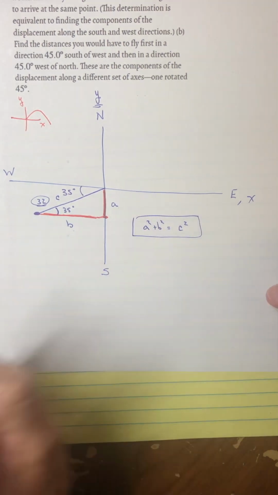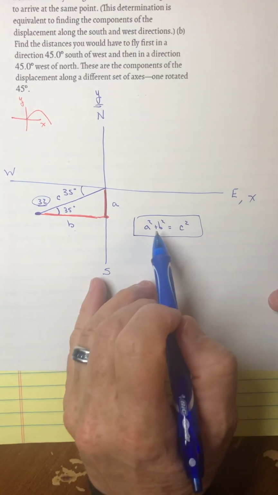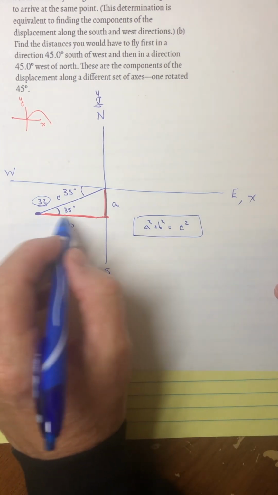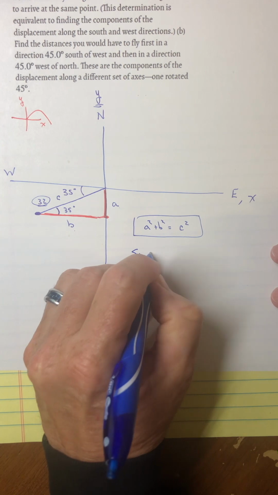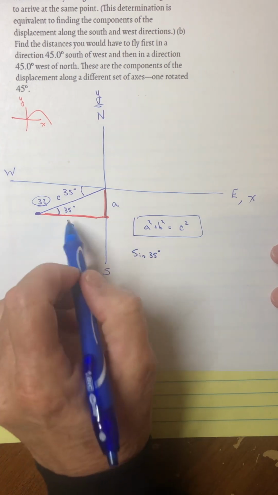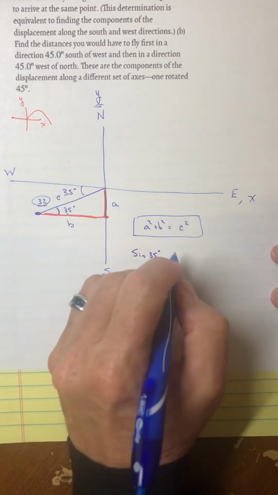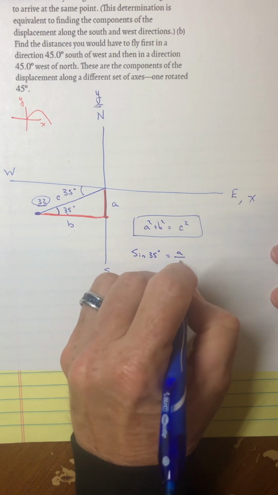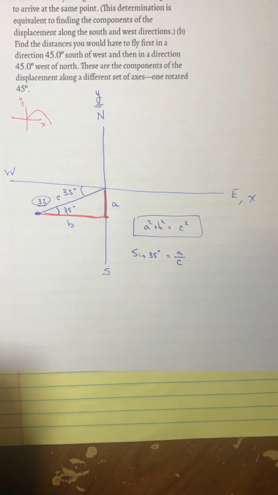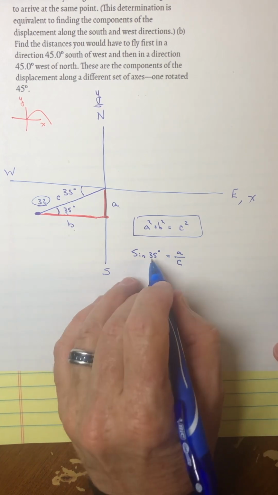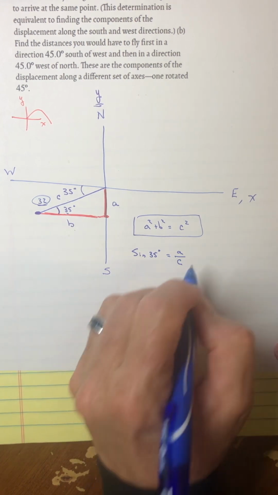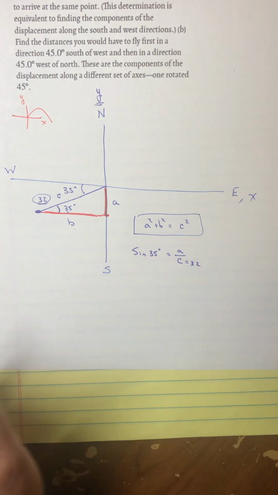But there's other ways to get there too. This is from your algebra class. From your trig class, you could look at it this way. You could say, let's look at the sine of 35 degrees. Sine means opposite over the hypotenuse. And that would be excellent right there, because this gives us a way to find A based upon the angle and C, which we know to be 32 kilometers.